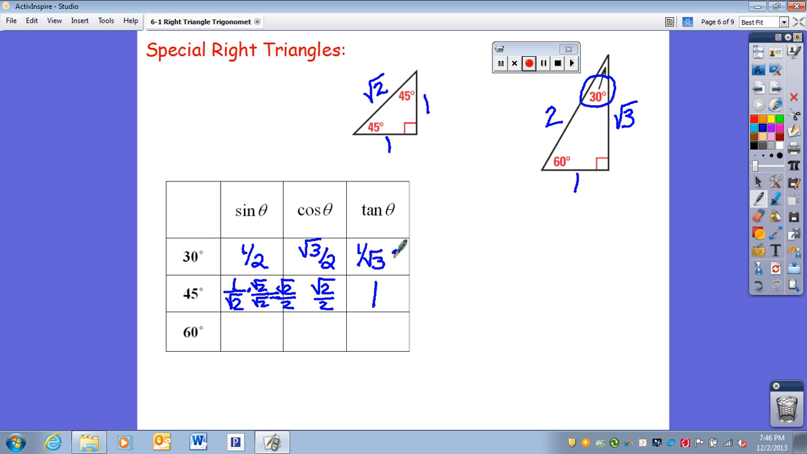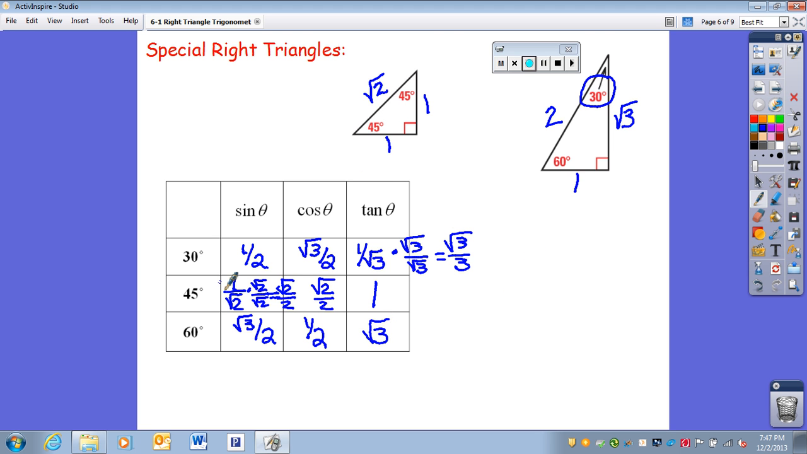But we do want to simplify that by rationalizing the denominator, so we're going to multiply both the top and the bottom by the square root of 3. So that's going to be the square root of 3 over 3 as the tangent of 30 degrees. Now if we want to take a look at our 60-degree angle and use that as our theta, to find the sine, we want opposite over hypotenuse, so we have the square root of 3 over 2. Cosine is 1 over 2. And then our tangent is the square root of 3 over 1, which is simply the square root of 3.